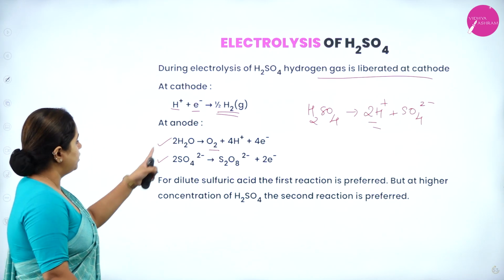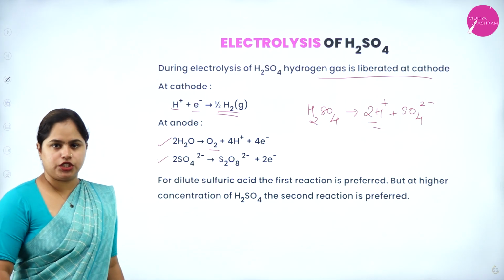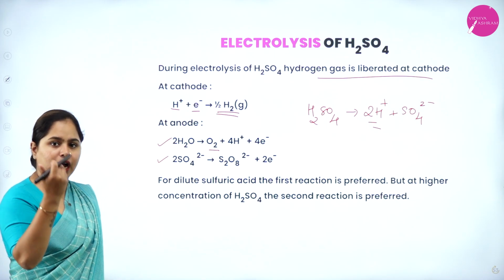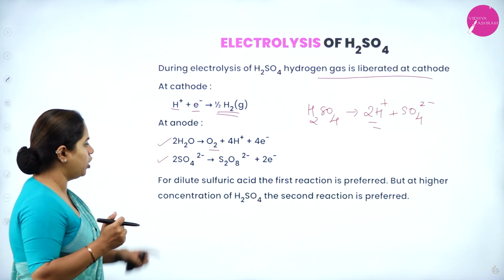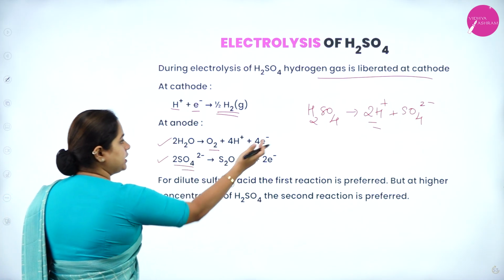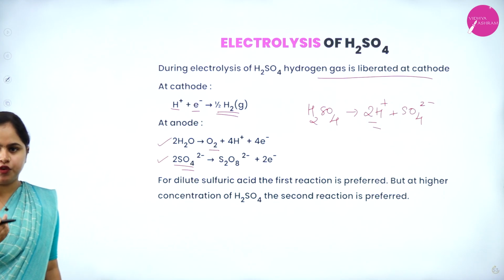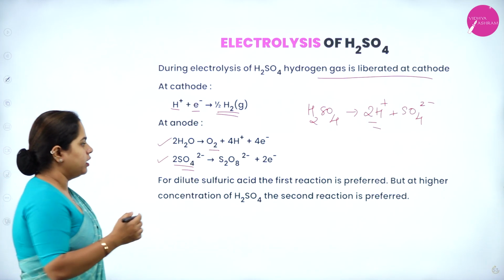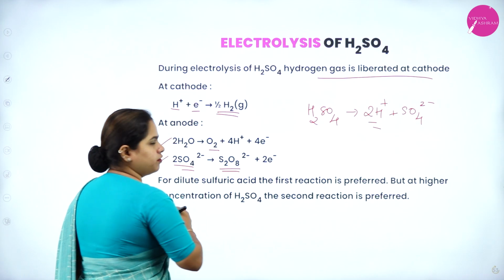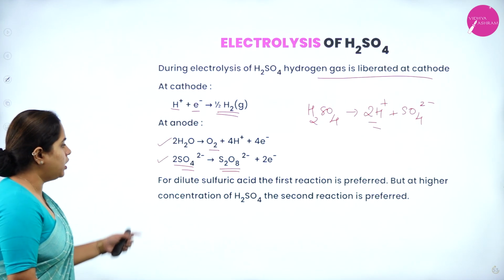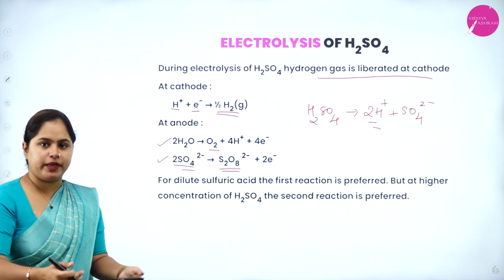Now at the anode, the water can get oxidized to oxygen. That is, we are talking about aqueous sulfuric acid. And coming on to the next reaction, that is the sulfate ions which are present in sulfuric acid, that is also an anion, right? So what can happen? It can form thiosulfate ions by the removal of electron. Now, which of the reactions will take place when?